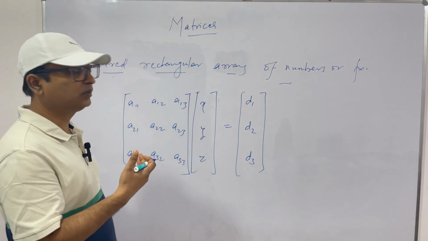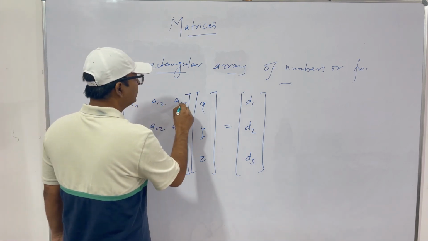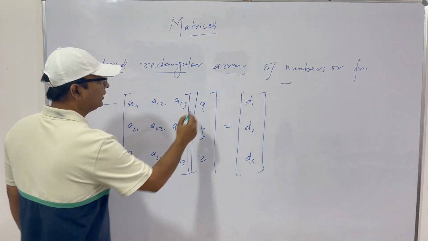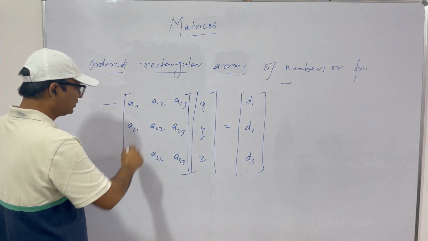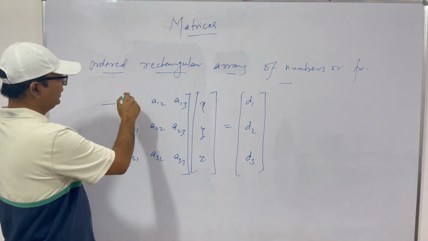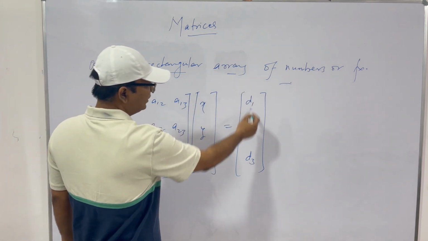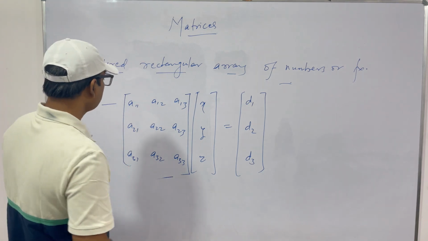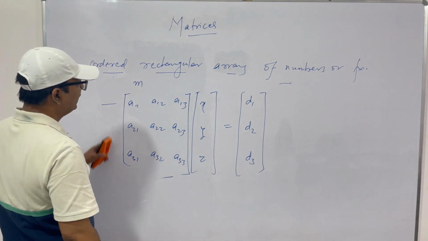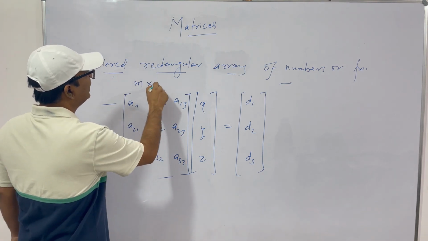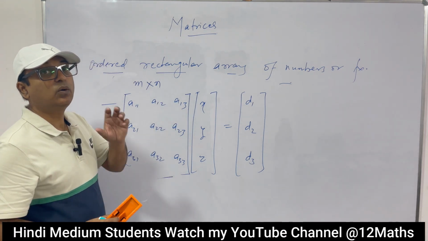So what I am trying to do is introduce you to the terminologies. This is called a row. Here also we have one row, two rows, three rows, and this is called columns. We have one, two, three columns in this matrix. We have only one column in this matrix and one column in this matrix. Clear? The number of rows we write as m and the number of columns we write as n, and we say that the matrix is an m cross n matrix, which is called the order of the matrix.